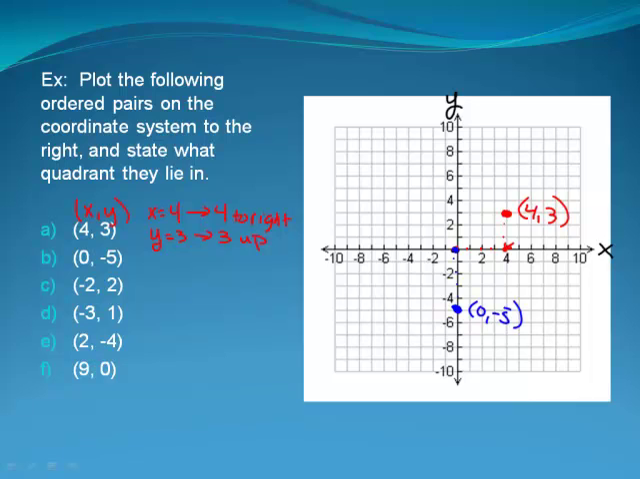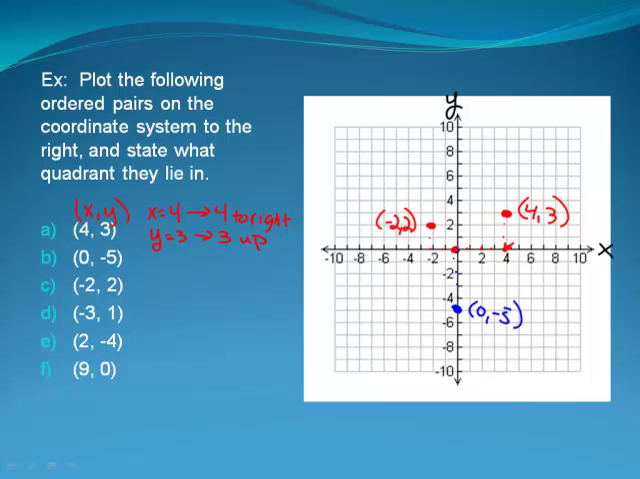Okay, let's plot negative 2, 2. Starting at the origin, we want to go 2 units to the left because it's negative, and 2 units up because it's a positive 2 for y. There's our point right there, negative 2, 2.